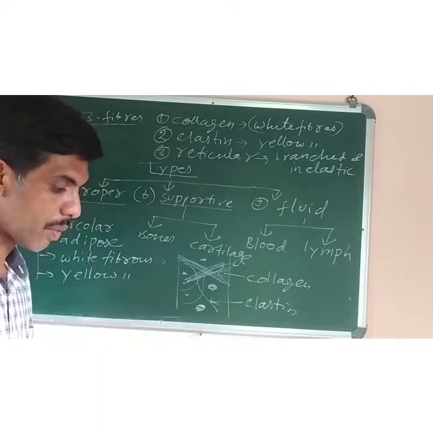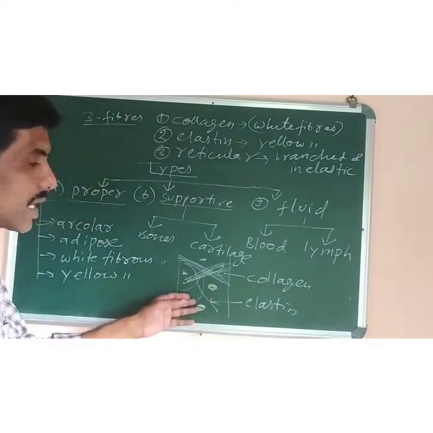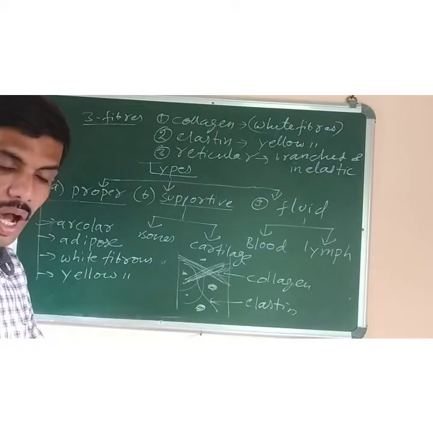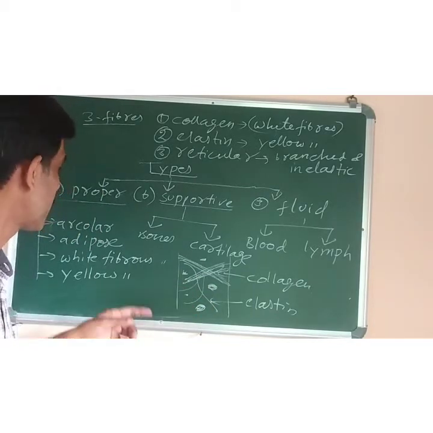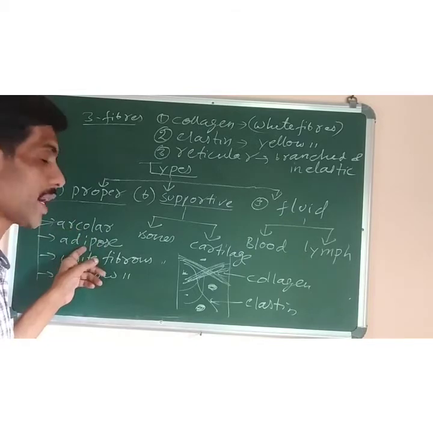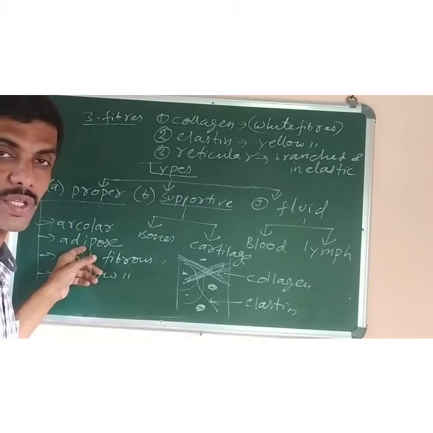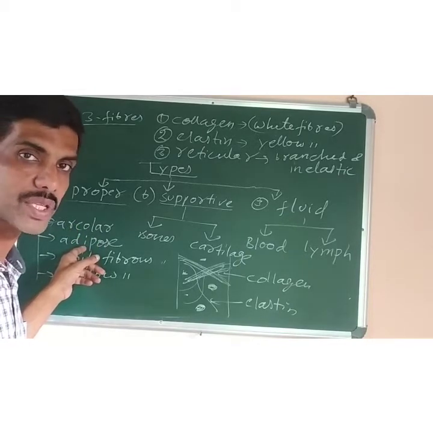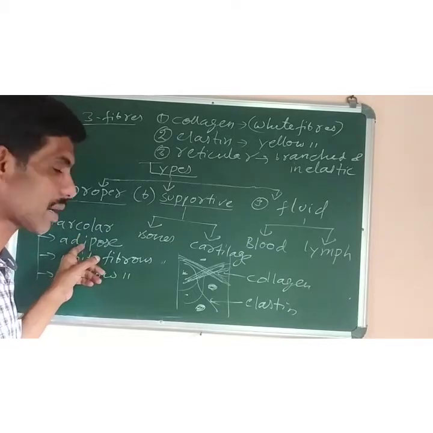Now, what is the function? It binds the skin with the underlying tissue. Our skin is attached to the tissues with the help of areolar connective tissue. Adipose tissue is made up of cells which store fat. They are called adipocytes. The fat-storing cells are called adipocytes.